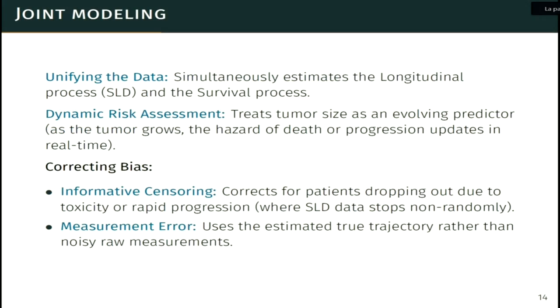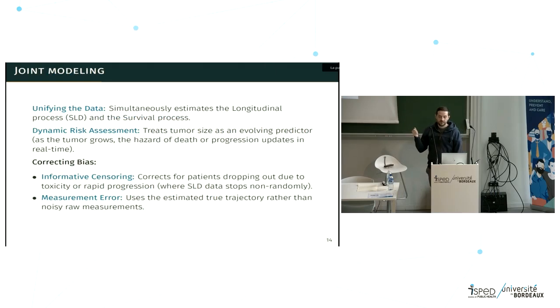And there are many advantages. Among those, informative censoring. We might never observe big tumors, because big tumors are associated to such a high risk of death that people die before we can measure them. So our tumor distribution is censored. Joint models can correct for informative censoring by the event of interest. Measurement error also, those measurements are subject to some residual error. We want to filter it out, and that's what joint models can do.